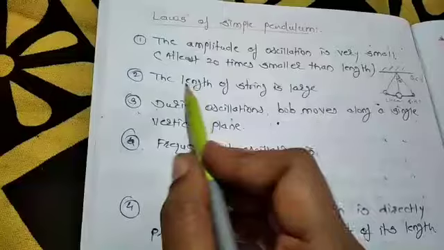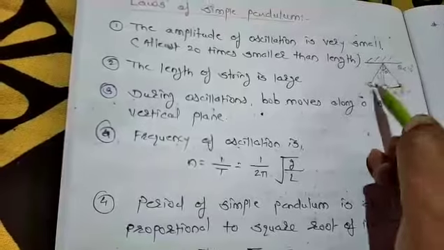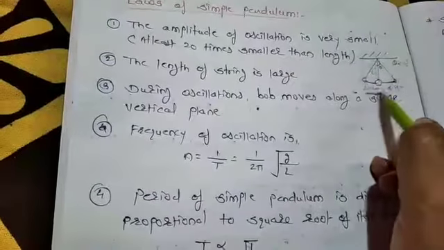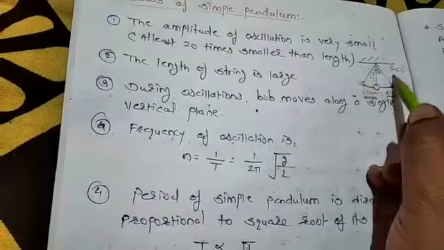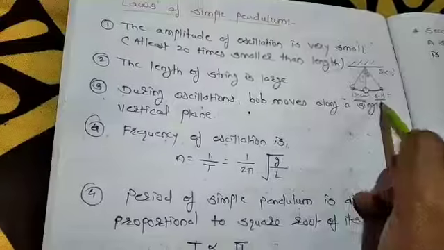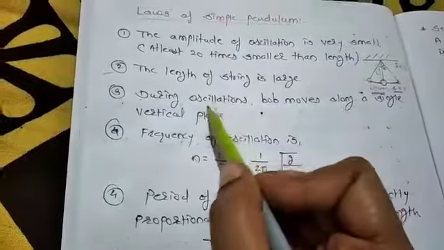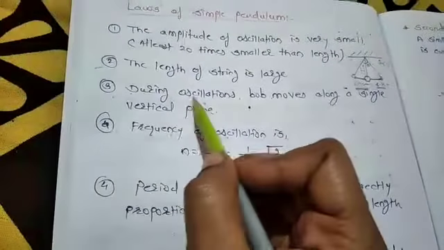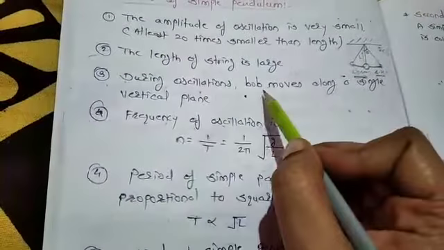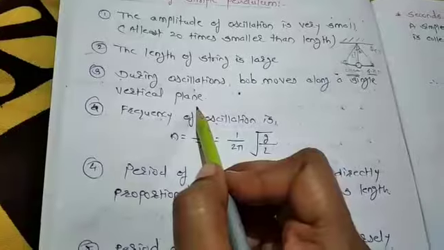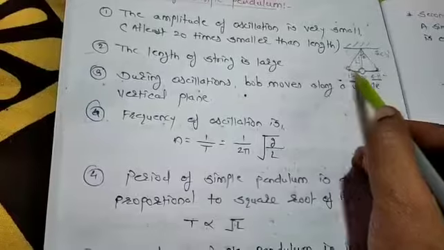Then the second assumption is that the length of the string is large, right? This L should be large for the motion to be linear SHM. If this L is small, then what happens? It will form an arc-like structure. So the length of the string should be large. This is the second assumption, or we can say the second law of the simple pendulum. The third one is, during oscillation, the bob moves along a single vertical plane. It is moving along a single vertical plane in this to and fro motion.